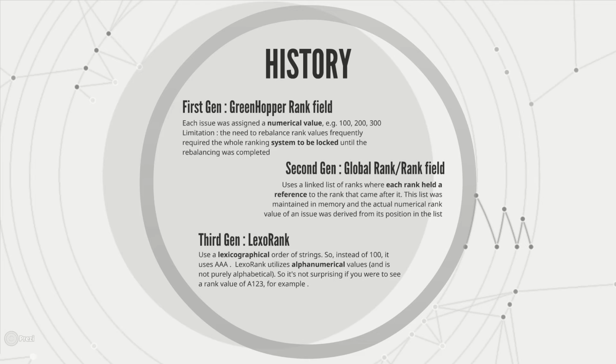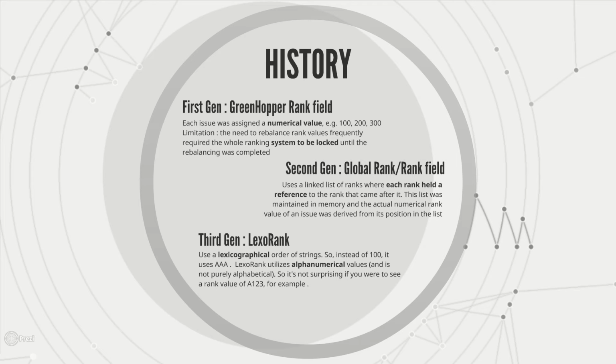So they introduced a second gen ranking system, in which each rank held a reference to the rank that came after it. This list was maintained in memory, and the actual numerical value of the issue was derived from its position in the list. So there's no need to lock the system every time balancing needs to be done. After that, there was some limitation that we found out, and they needed to make some improvement regarding the ranking, because there aren't enough ranking values. We're using a numerical value and it's pretty hard to maintain because it is limited. You can't have up to millions of ranking values. It will make the system itself become slow.